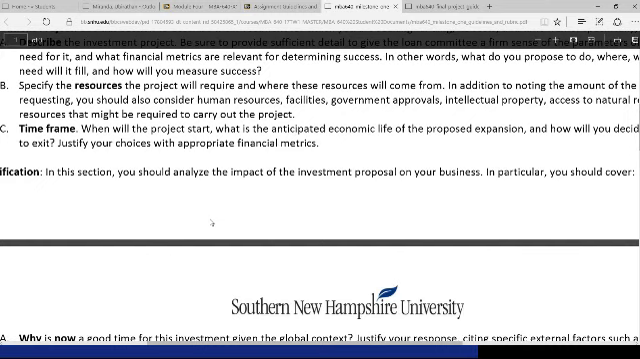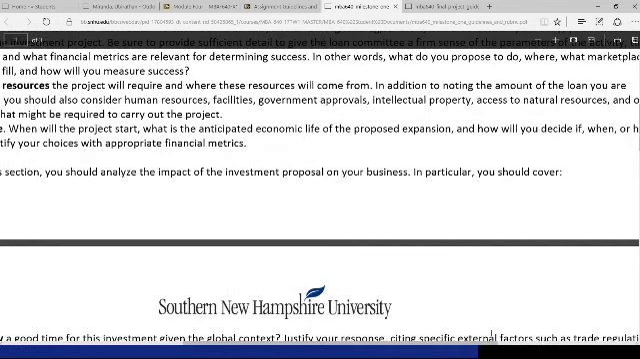Okay, so talk about when it's going to start and what is the anticipated economic life of the proposed expansion. How long will it last? Okay, hopefully forever, right? Hopefully you're going to make tons of money in this expansion. It's going to be great. Okay, but what is the anticipated economic life?